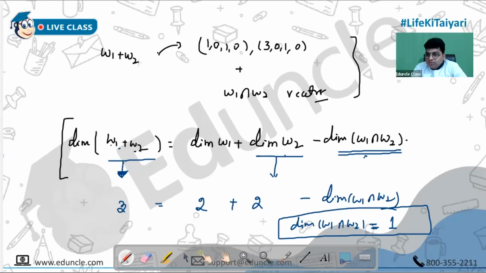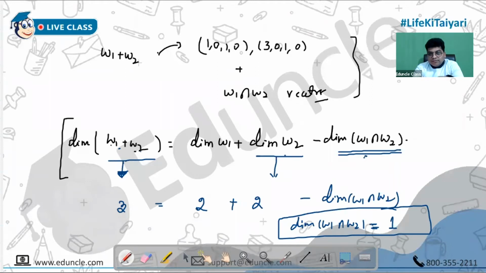W1 intersection W2, that is the intersection. That belongs to the linear combination of W1 and W2 where both are the same. When the linear combinations of W1 and W2 are the same, then you can say that the vector belongs to W1 intersection W2. Is it right or wrong?